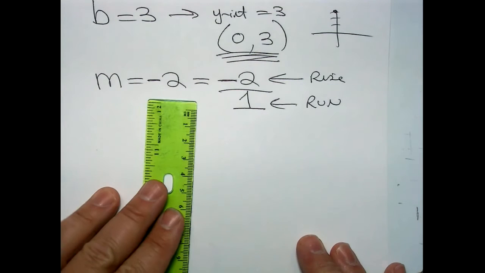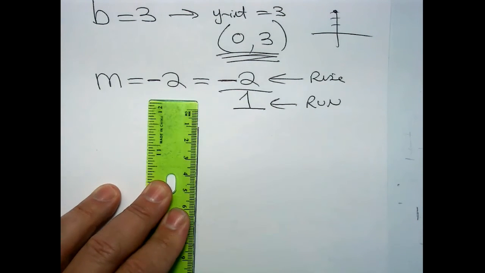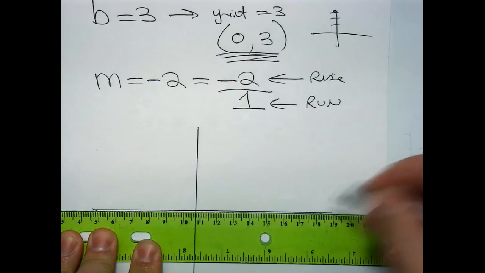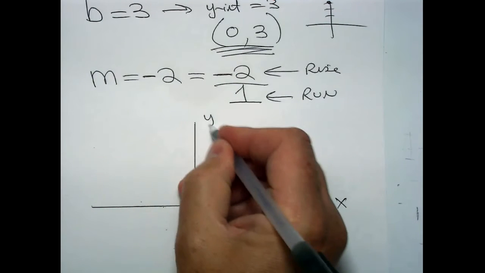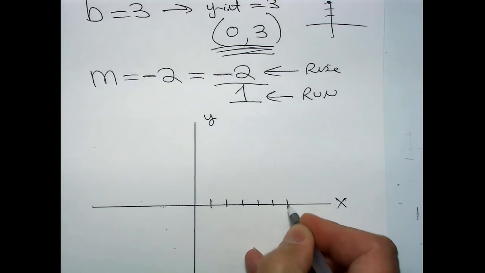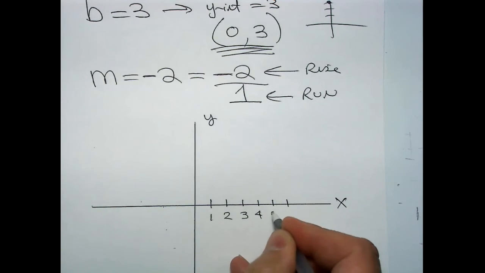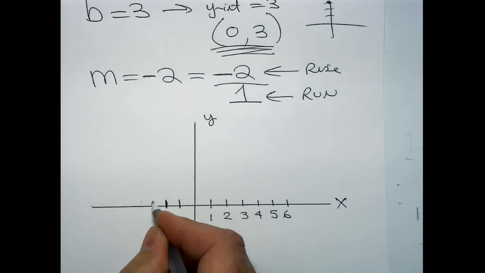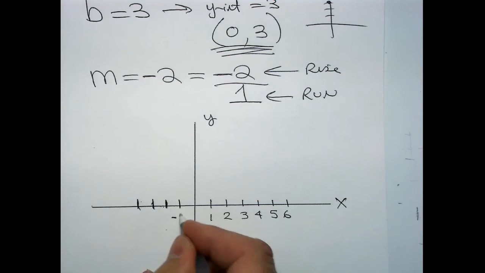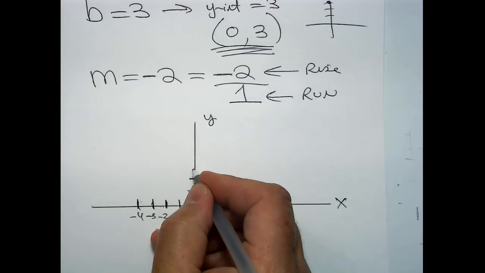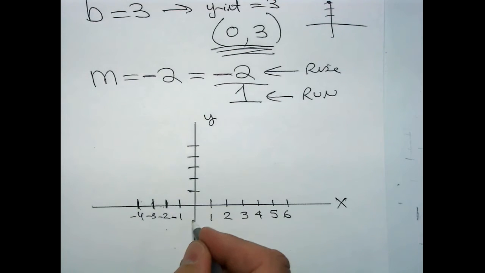So let's go ahead and draw an xy plane here and graph our first line just using slope-intercept form. So here's x and y. We'll mark off some labels here on the x-axis. Let's go backwards a little bit: -1, -2, -3, -4. And of course, we need some tick marks in the y direction too: 1, 2, 3, 4, 5, and down, -1, -2, -3.